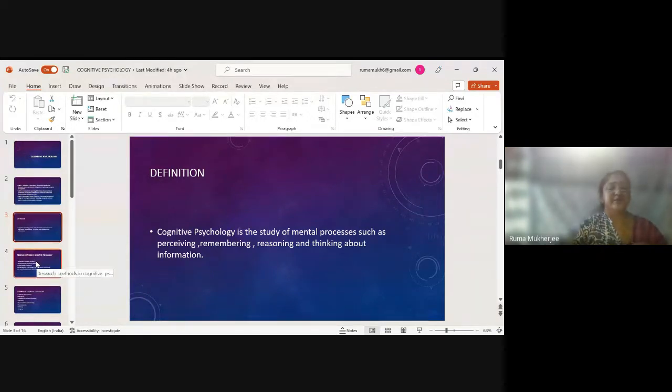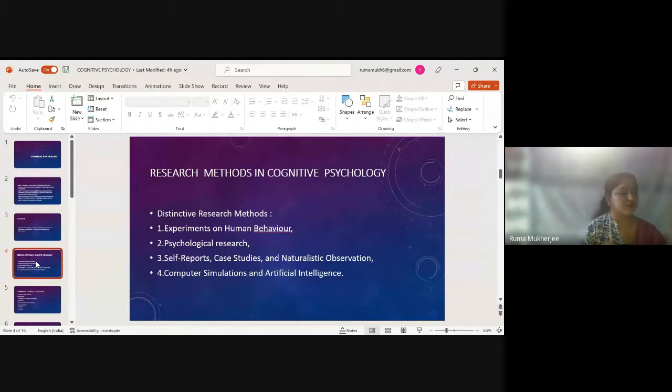Now, there are some research methods in cognitive psychology. Why are we learning about these methods? To get an idea about the goals of research, or where we actually use these methods of cognitive psychology. There are some distinctive research methods, namely experiments on human behavior, then psychobiological research, then self-reports, that is the case studies, and obviously it includes naturalistic observation. And number 4, computer simulations and artificial intelligence. So these are the important research methods in cognitive psychology.